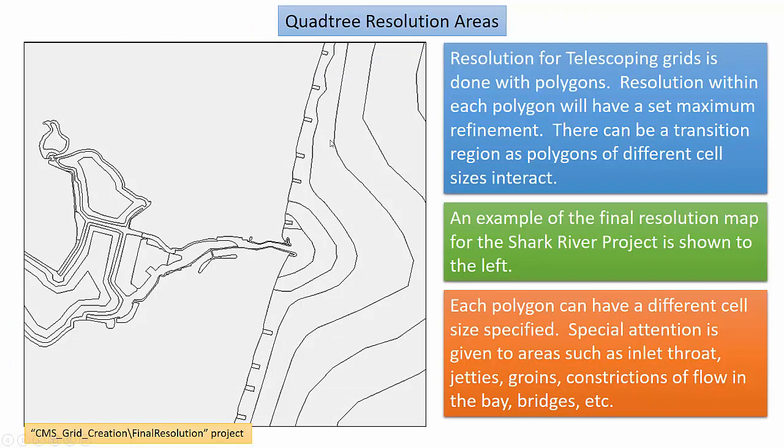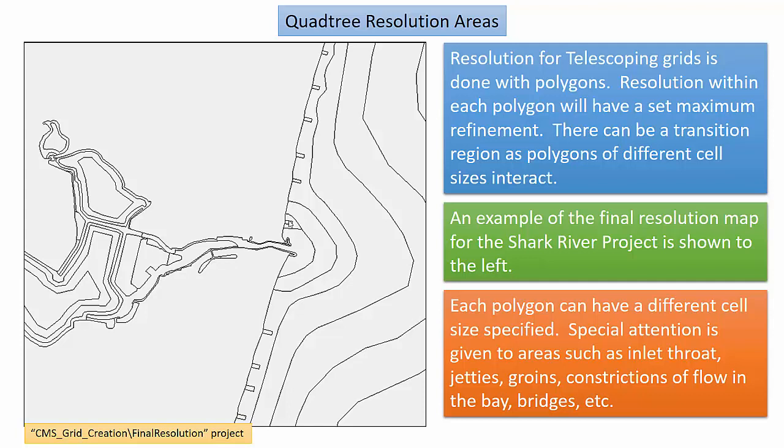All right, so one of the things to get into is for our Quadtree grid that we're going to be using, we need to define where we're going to have resolution of a certain size. With Quadtrees and CMS Flow, we typically use Quadtree grids. And that's all done with polygons. So in every area that we needed to add resolution, we would define a polygon, select that polygon, and add a value in there that basically says what the cell sizes are going to be inside of that polygon.